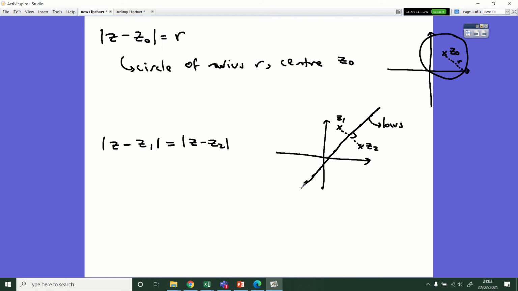Normally, if you've got some line that passes through this centre point, then you'll be able to get that into Cartesian form.